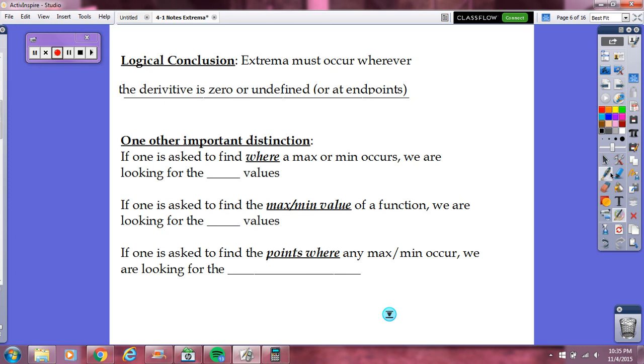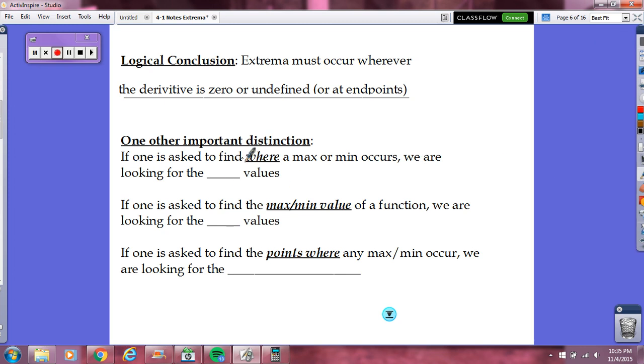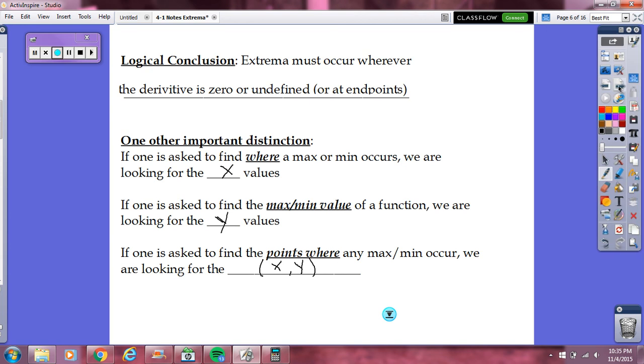Just so that you're comfortable with the phrasing in some of the questions that you're going to be asked, if the question says find where a maximum or minimum occurs, they're asking you for the x value. If it says what is the maximum or minimum value, aka how high up or how far down low do you go, that's asking you about a y value that goes with that x. And if it asks you for the points, it's asking you for the ordered pair that represents your maximum or minimum value.